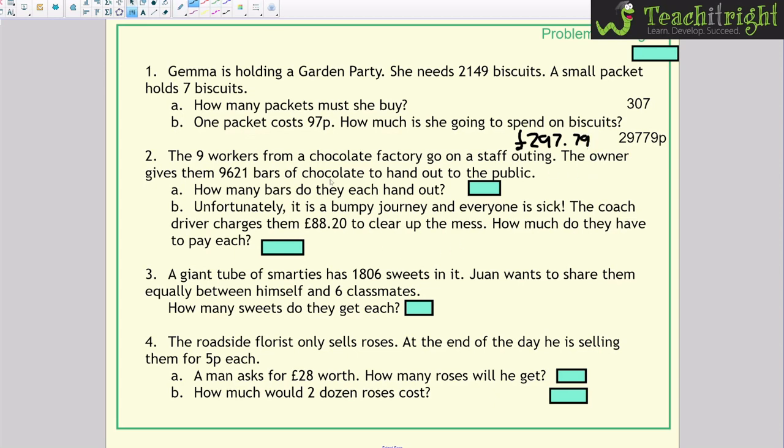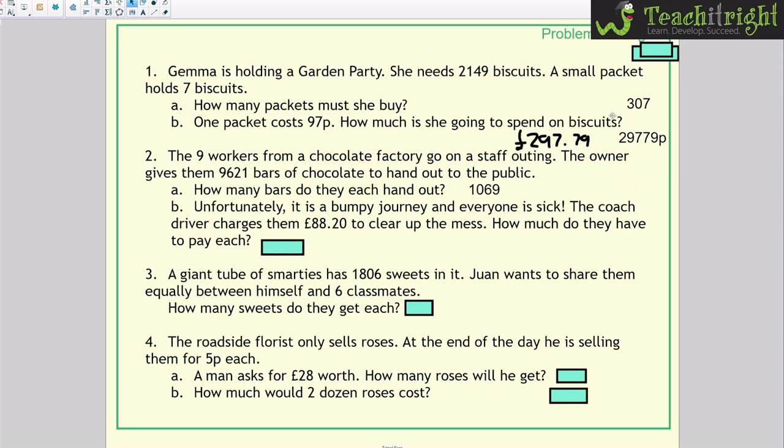It's worth making clear. The 9 workers from a chocolate factory go on an outing. The owner gives them 9,621 chocolate bars to hand out to the public. How much do they hand out each? Well, there's 9 workers, so we have to divide our answer by 9, which means they will have each had to hand out 1,069 chocolate bars. That sounds like a really cool job.